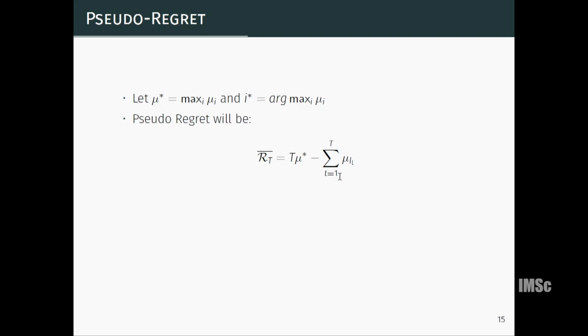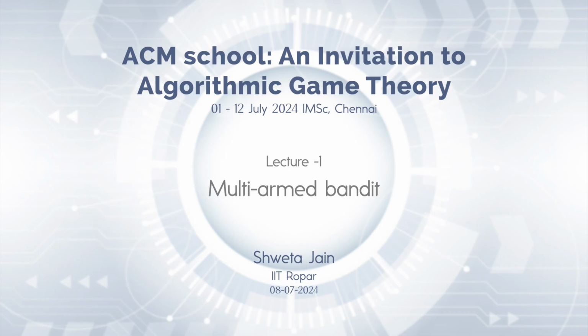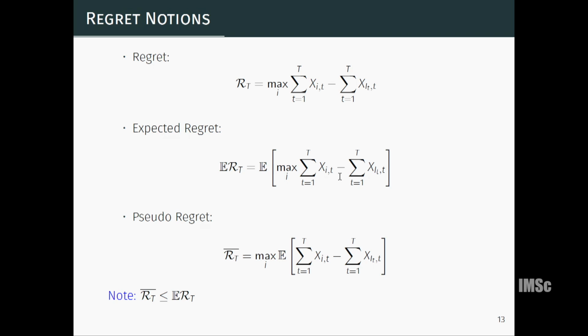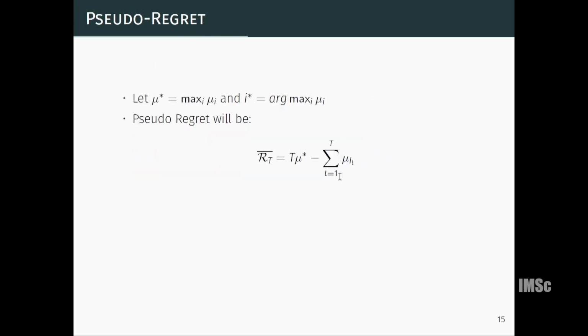Okay, and the pseudo regret will be T into mu star minus the summation of mu i_t, because I pushed the expectation inside. So this was my definition. With linearity of expectation I can push expectation inside. So this will be the summation over t, t equals 1 to capital T, of the expectation of x_i_t, which is nothing but mu i. So this will become T into mu star minus the summation of mu i_t. The summation will still be there because I am choosing different arms. When I do max over i of T into mu i, that is nothing but T into mu star, and the second term will remain, which is nothing but mu i_t. So that is how I can write it.